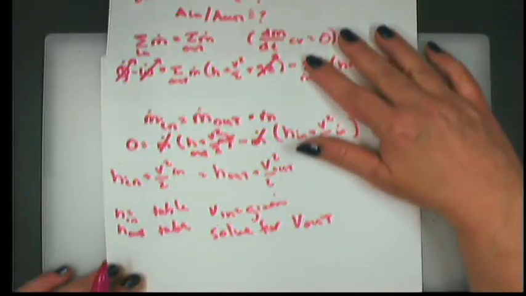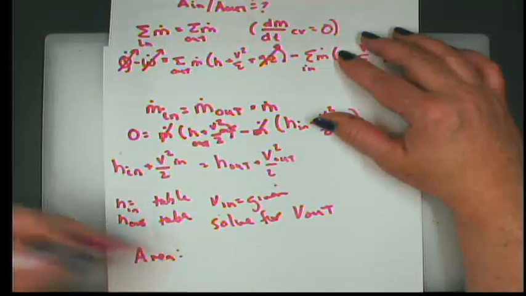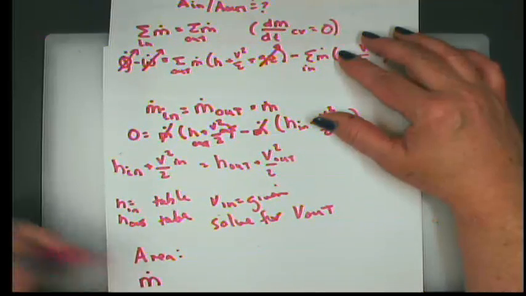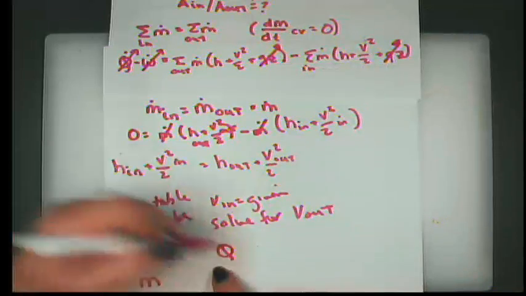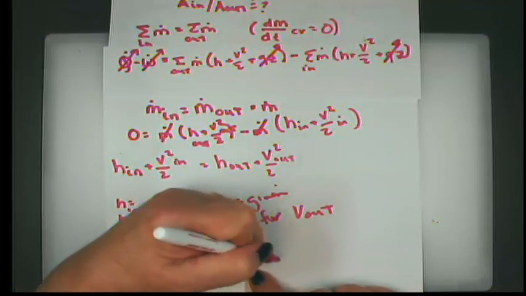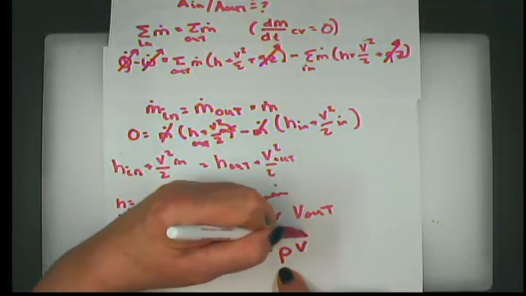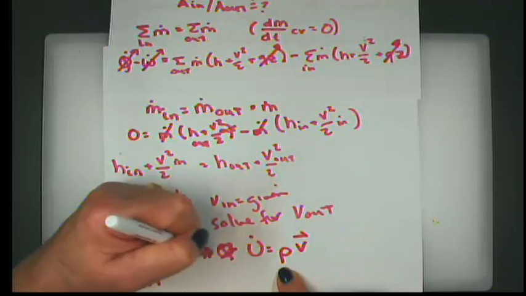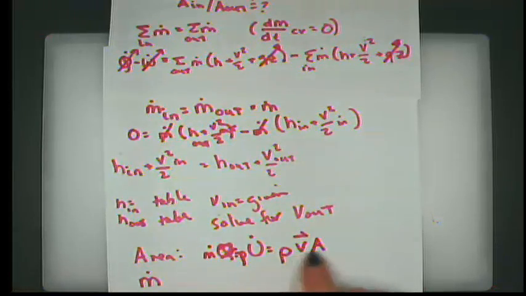Now what about the area on the inlet compared to the area on the outlet? Let's talk about areas. Well, what do we know about a relationship between, let's just say, m dot and area? We know that the volumetric flow rate, wrong class, is equal to rho, which is the density of the fluid, times the velocity of the fluid. I'm sorry, this is going to be m dot. M dot equals rho V dot, so it's equal to rho V times A.